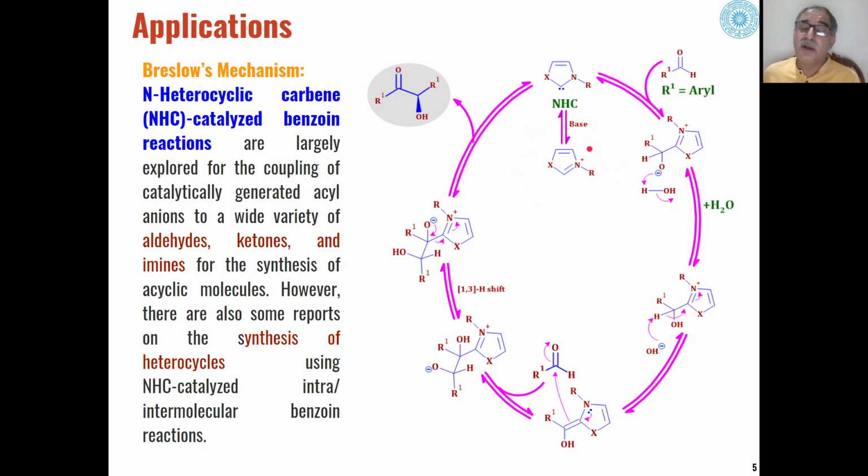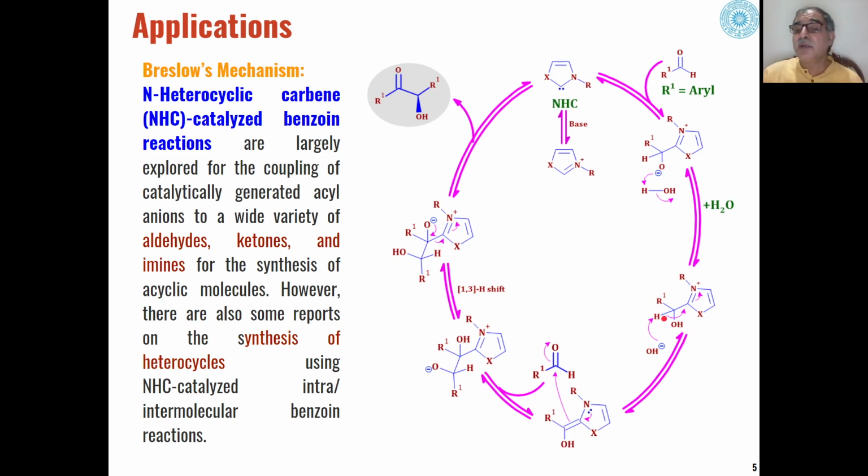And these NHCs react in the first step with the carbonyl compounds, that is aryl aldehydes, and addition of the carbene will take place to the electrophilic carbon, and this type of anion is formed, which will abstract a proton from water, and we will get these types of alcoholic intermediates.